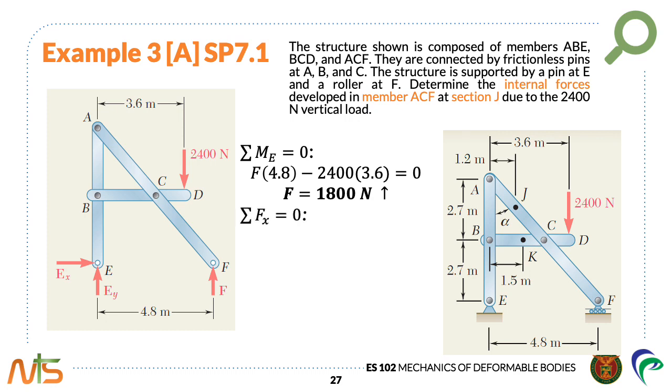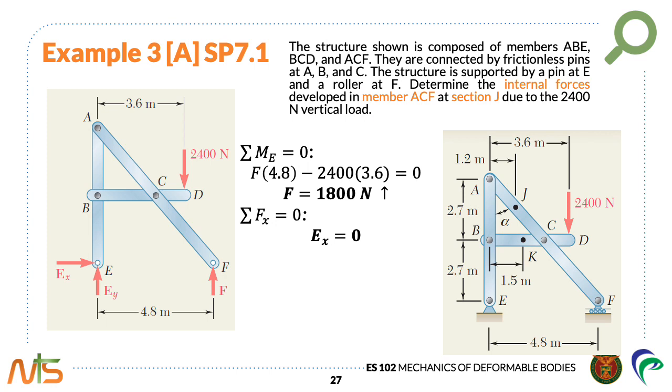Next is we sum forces about the x-axis and then equate it to 0. We only have one force about the x-axis, that is EX. So therefore, EX is equal to 0.